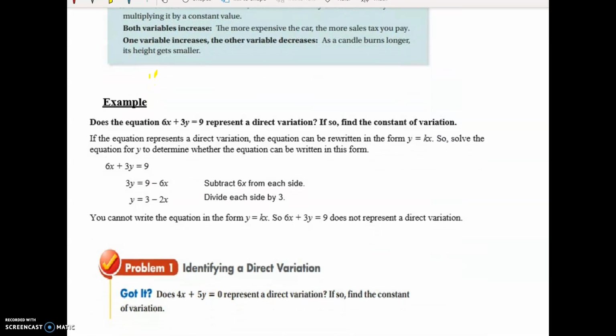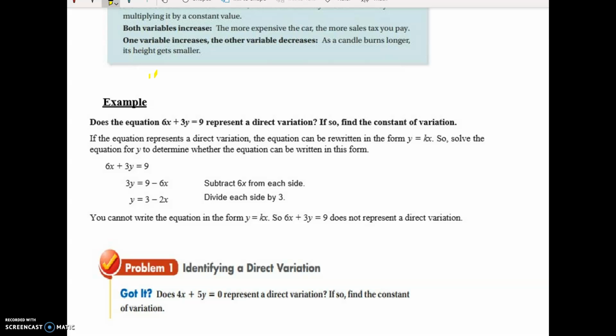Let's look at an example here. In this first example, does this equation represent a direct variation? If so, find the constant of variation, which is your k. If the equation represents a direct variation, then it has to be written in this form, y equals kx. So go ahead and solve the equation for y to determine whether it can be written in that form.